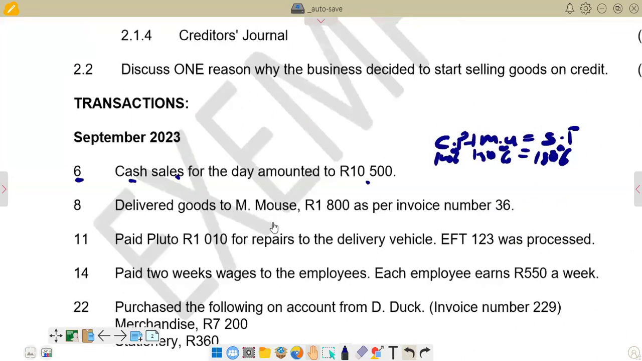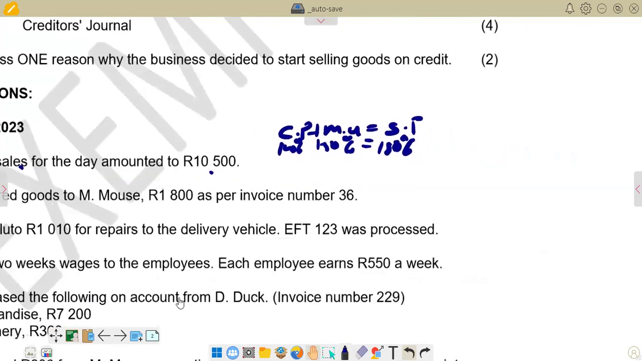What we are saying is we also need the figure for cost of sales, which is the cost price. Remember, we have put a column for cost of sales. So basically we can make a simple proportion, saying we are given our sales as 10,500.